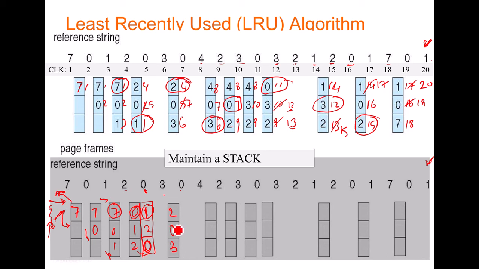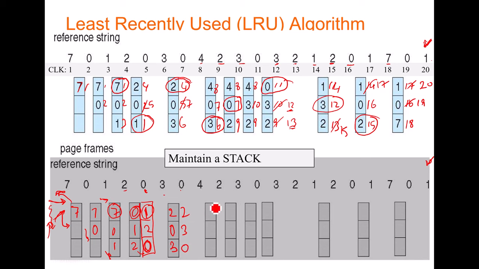In this case, we are going to take 0 out of the stack, so shift everything up to this point. Okay, so 2 will stay here wherever it is, and 3, because we are removing this one, will be shifted here, and then we will push 0 back into the stack. So 0 will be here, so this way we will know this is the most recently used page, and this is the least recently used page.